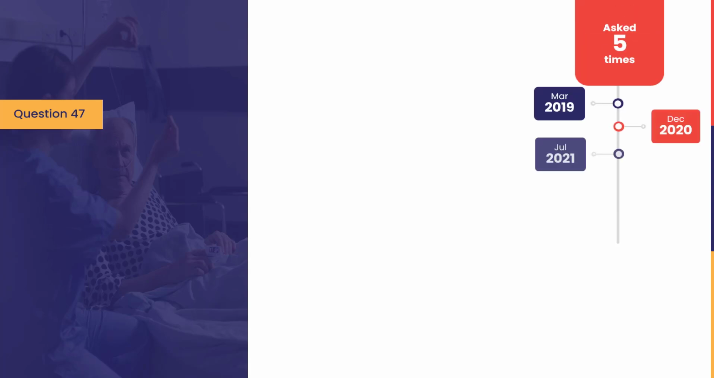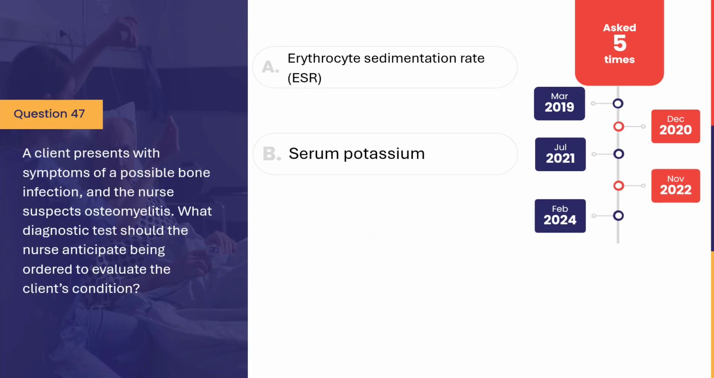This osteomyelitis diagnostic test question has been asked 5 times in the last 5 years and is important for infection diagnosis. A client presents with symptoms of a possible bone infection, and the nurse suspects osteomyelitis. What diagnostic test should the nurse anticipate being ordered to evaluate the client's condition? A. Erythrocyte sedimentation rate, ESR. B. Serum potassium. C. Serum creatinine. D. Prothrombin time, PT. The correct answer is A.